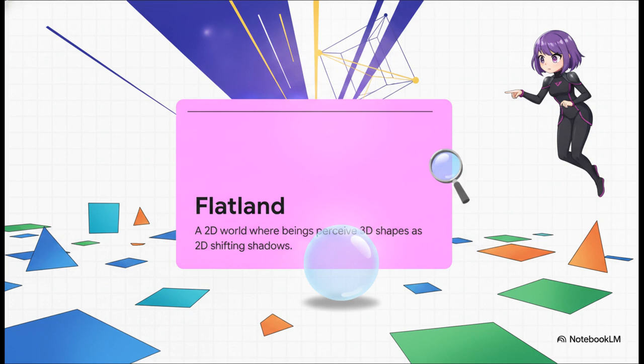If a three-dimensional sphere were to drop down and pass directly through their flat world, they wouldn't see a sphere at all. Because they lack any concept of up, they would just see a 2D circle that magically appears out of nowhere, grows larger, shrinks, and then completely vanishes. They are entirely blind to the 3D reality of the object passing through.